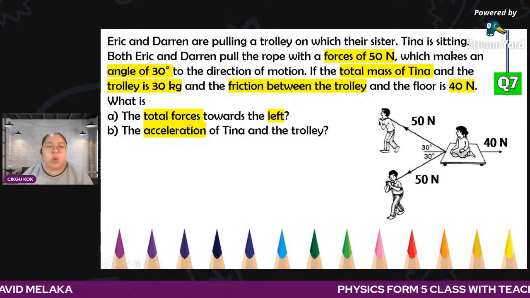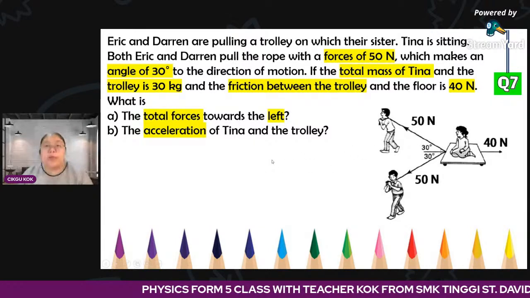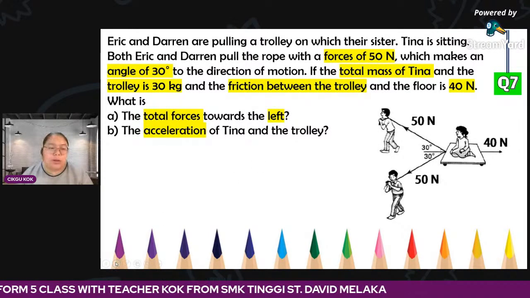What is the total force towards the left? Okay, going to the left means horizontal. We have two forces going to the left. Okay, let's see here.